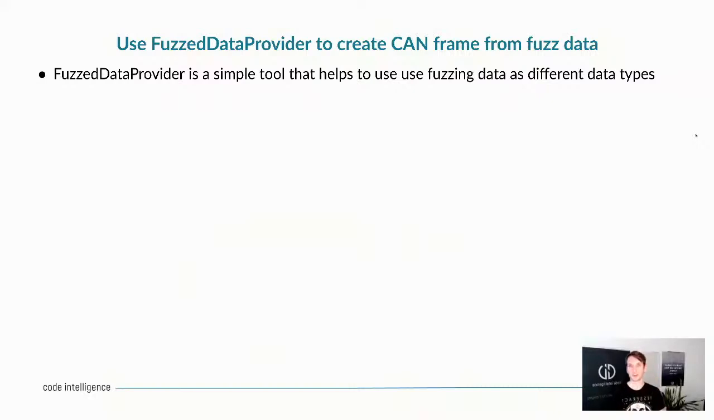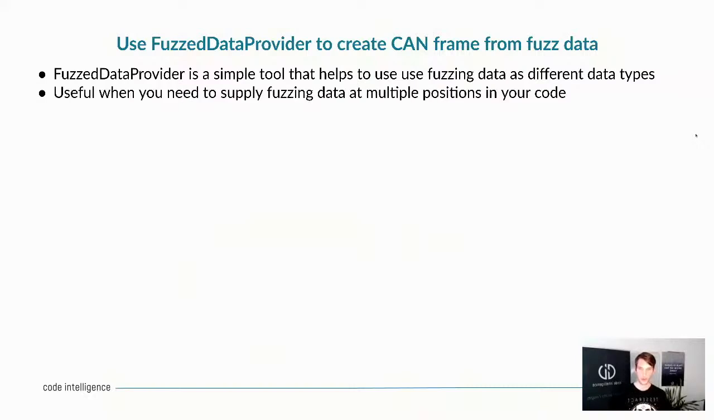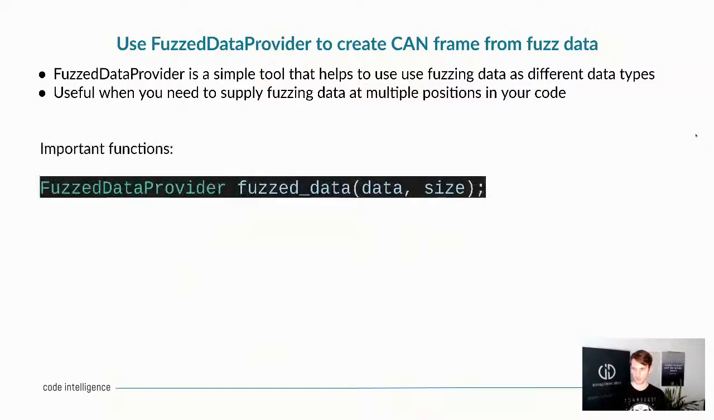The FuzzedDataProvider is a very neat tool to use this, because you can use it to form your fuzzing data into different data types. And what's also good about this, you can use your fuzzing data at different positions in your code. So you can maybe first take half of your fuzzing input, and then later you use the other half. You just take some individual parts of it. So this is a really nice tool to form your fuzzing data in the form you need it.